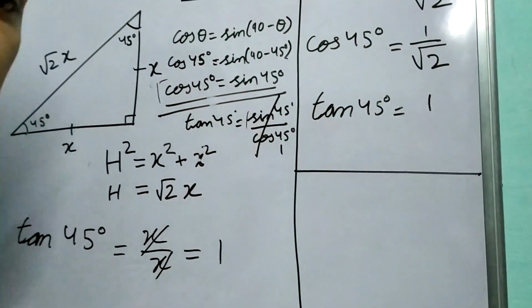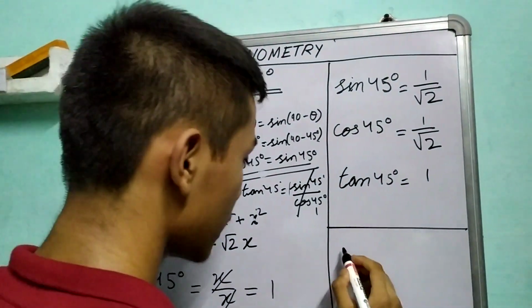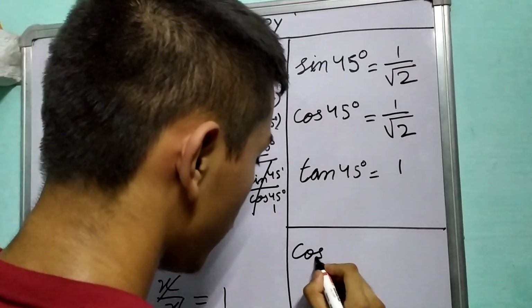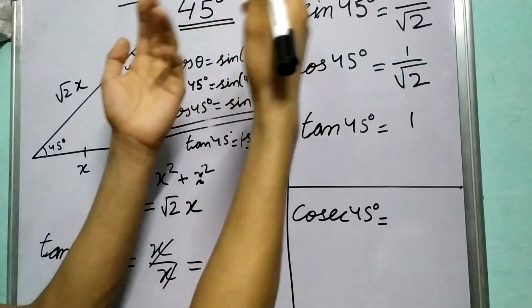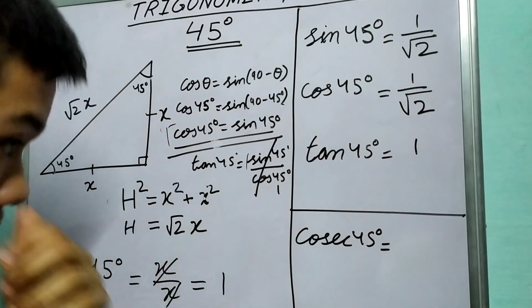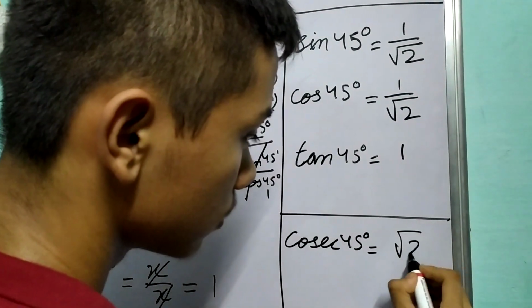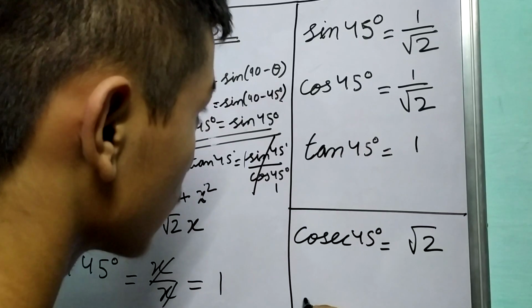Now we are left with the other three ratios, the reciprocals. So now we can do this easily. We get cosec of 45 degrees is the reciprocal of sin 45 degrees. And if we take the reciprocal of 1 upon root 2, we get root 2. Easy stuff.